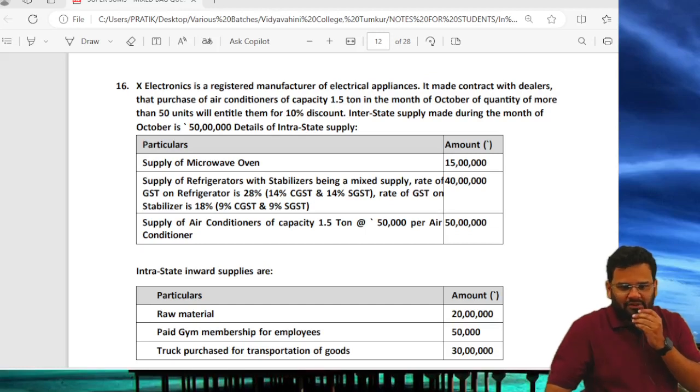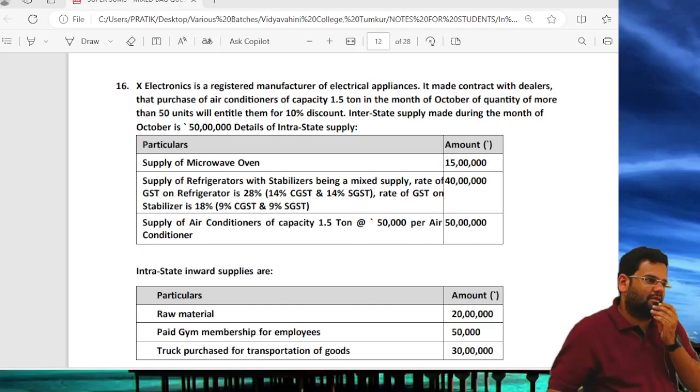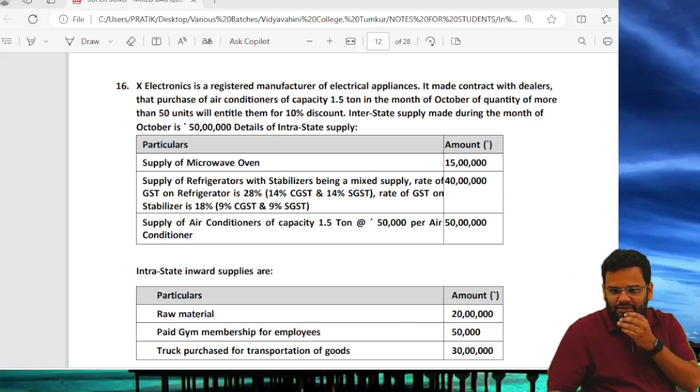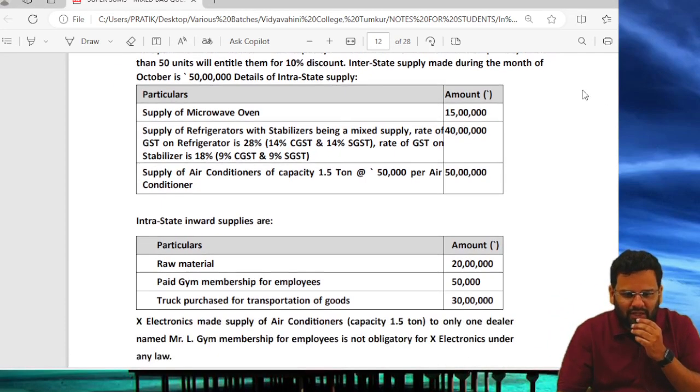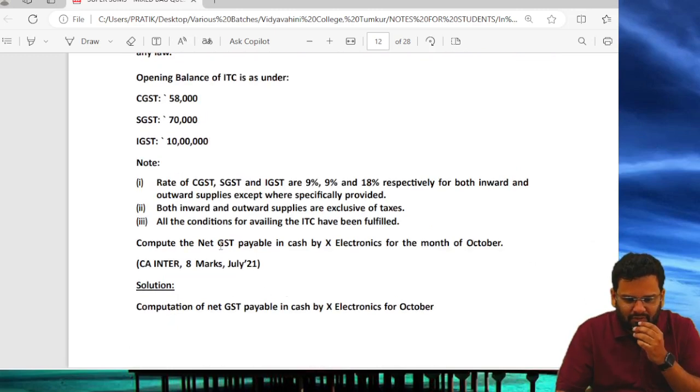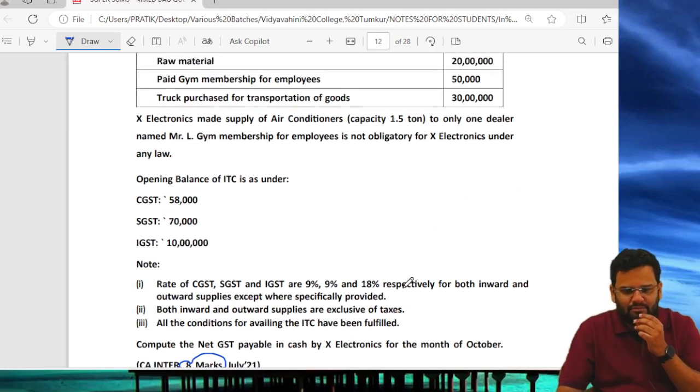So go to super sums, question number 16. Are you there on question number 16? See, question number 16 was asked for how many marks? It was asked for 8 marks. 8 marks it was asked for in your July 21 exams.